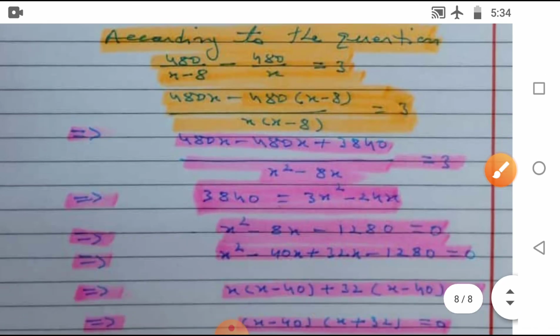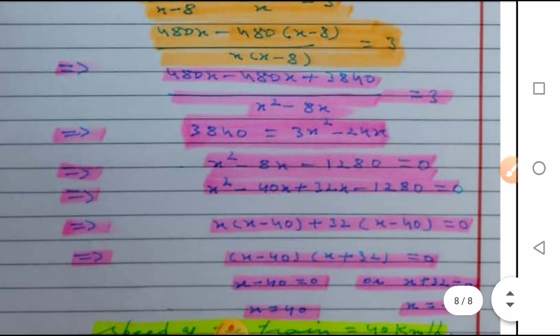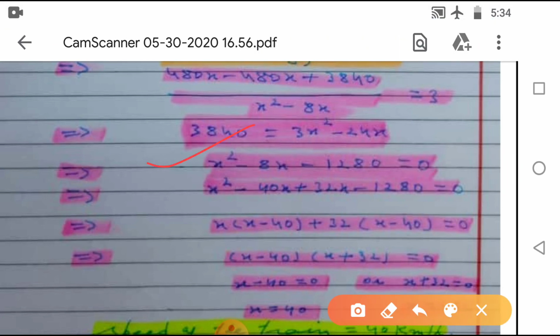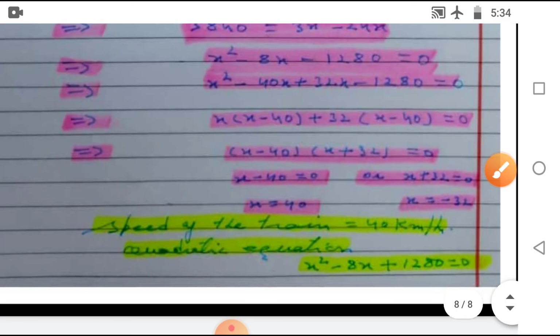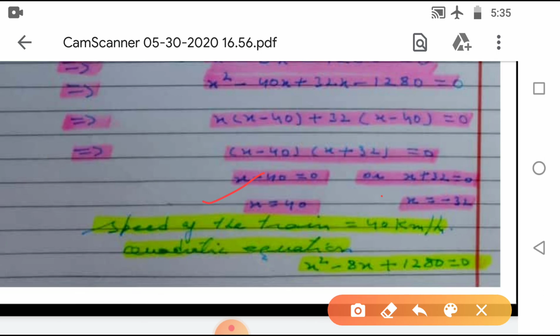When you cross multiply and solve it, you finally get the equation x² - 8x - 1280 = 0. Factorize this by splitting the middle term: x² - 40x + 32x - 1280 = 0. Taking x common from the first two terms, x(x - 40) + 32(x - 40) = 0. So, x - 40 = 0 and x + 32 = 0. There are two values of x: x = 40 and x = -32. This is rejected, as speed cannot be negative.